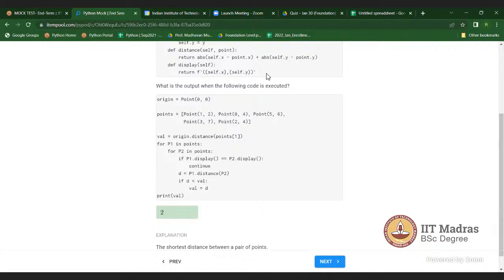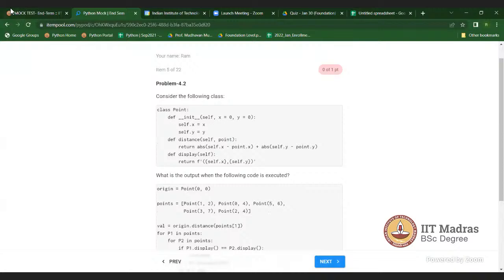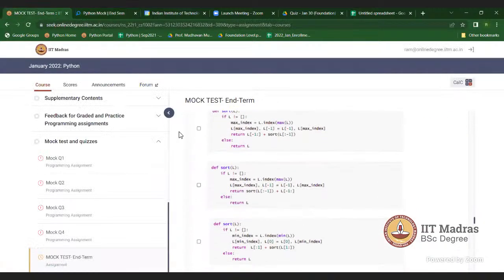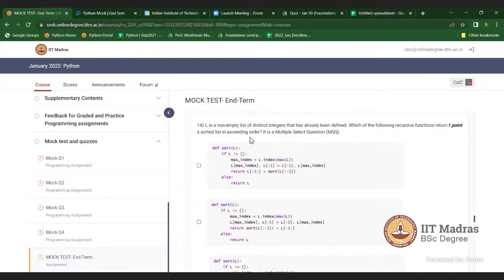Okay. Got it. Thank you. Any other questions? Any other questions here? Sir, question number 14 in the mock test. Here? Question 14, mock test. Yes, sir. Yeah, this one, right?